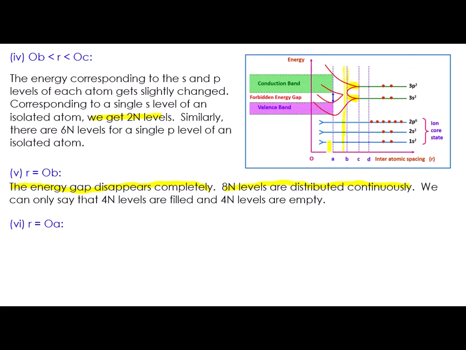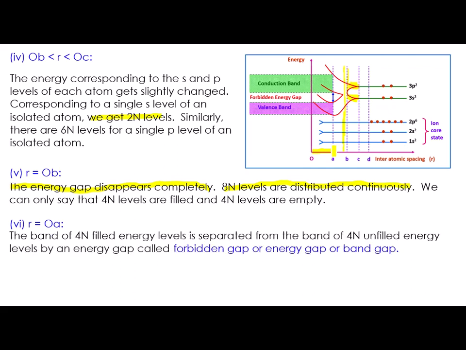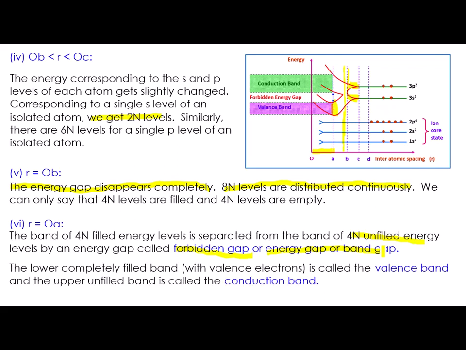At R equal to OA, at this equilibrium distance, you again find the band of 4n filled energy levels. This band of filled energy levels is separated from the band of 4n unfilled energy levels by an energy gap called the forbidden gap, energy gap or band gap. Okay, so this was the recap of what I discussed using that figure.